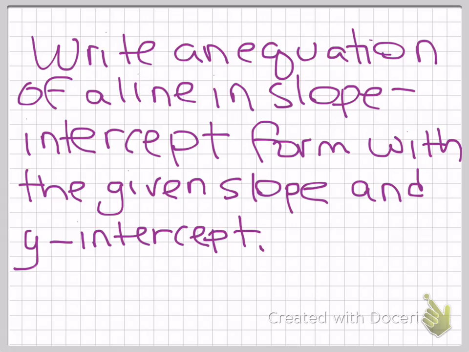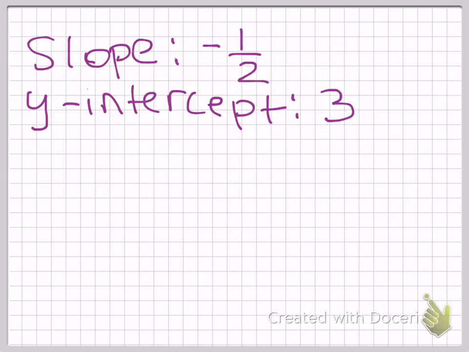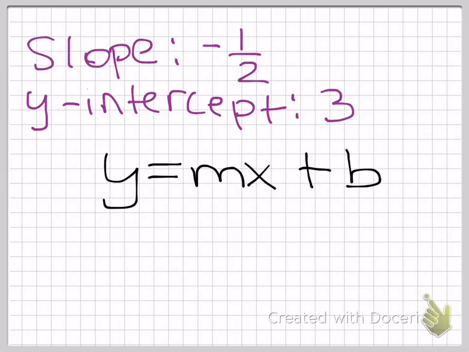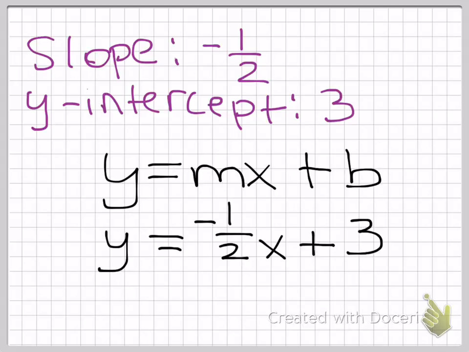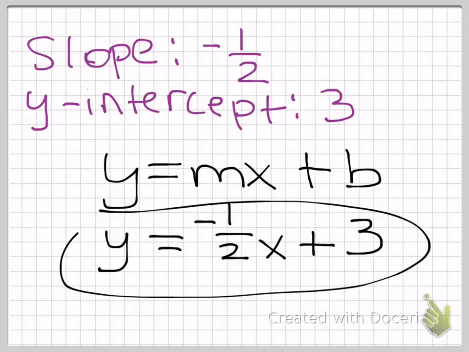So we're first asked to write an equation of a line in slope-intercept form with the given slope and the given y-intercept. So we want to write slope-intercept form. And we're given the slope, which goes in for m. And we're given the y-intercept, which goes in for b. So this would be our equation.